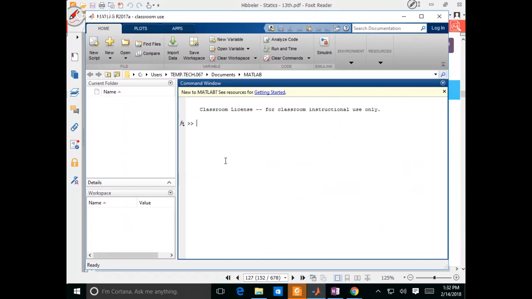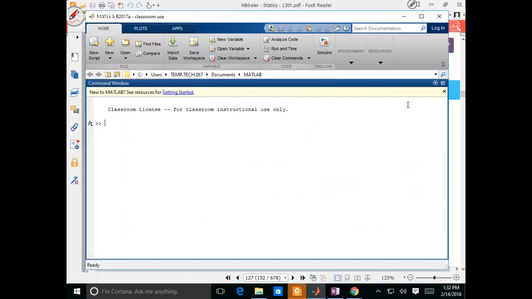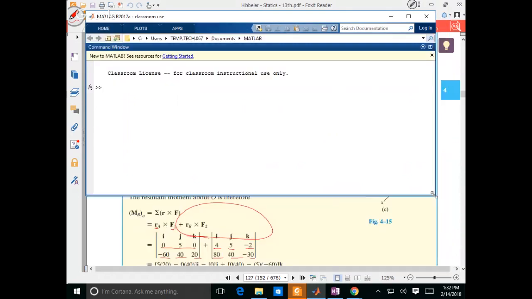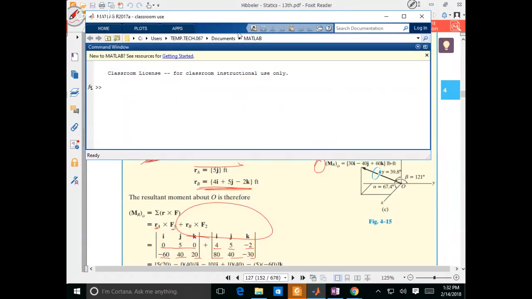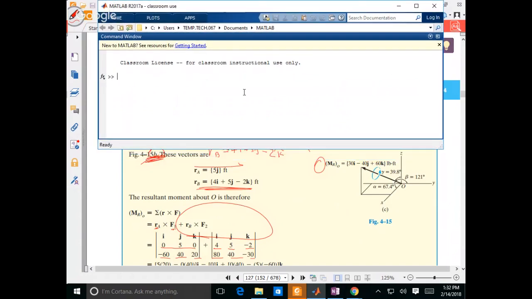Let's go ahead. They installed MATLAB. So I have that. Let me show you this kind of a cool thing here that makes your life easy too. Let's just take and do these. Okay, so RA is equal to, and I'm going to do them in vector form, which is 0, 5, and nothing. And it lists it there. I think that's okay. RB is equal to 4, 5, and -2. 4, 5, -2.